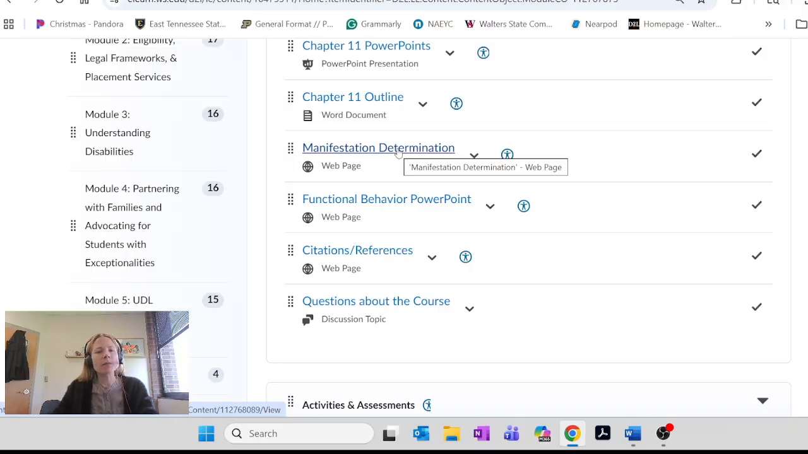I know that some of them we don't have time to really dive deep into, but I want you to be able to go back and look at it later. But this is going to be part of that key terminology we talked about, manifestation determination, like what it is and how does it play a role when we're talking about challenging behaviors and what do we do.